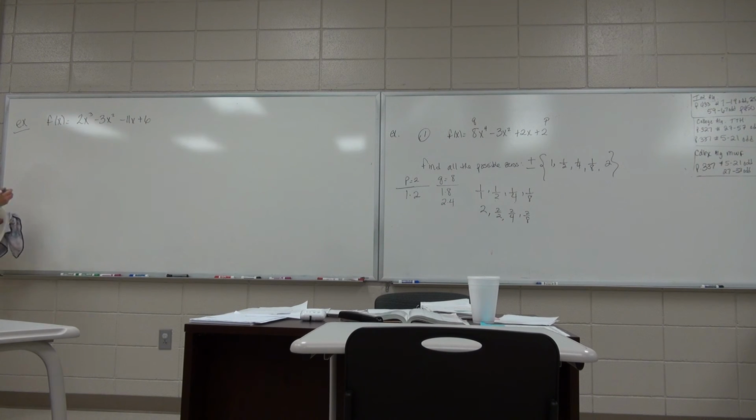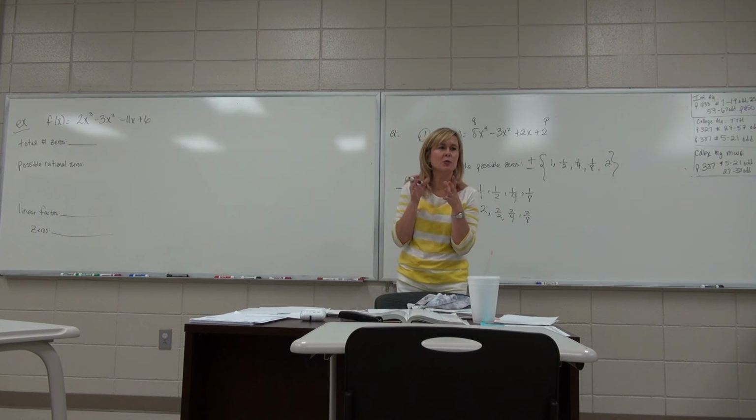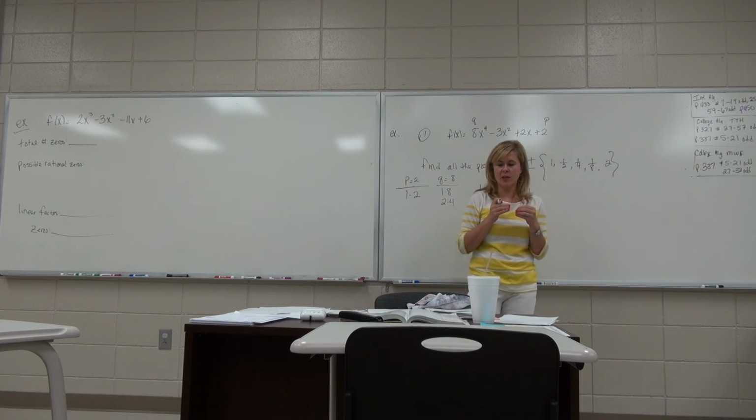This is going to be the template like I give you on the test. I'll ask you for the total number of zeros, I'm going to ask you for the possible rational zeros, which is what we just did, and then I'm going to ask you for the linear factors and for all the zeros. And we're going to learn a few more things that's going to help you narrow your possible zero list down. I don't know if we'll have time to get to those today or not. We'll see.